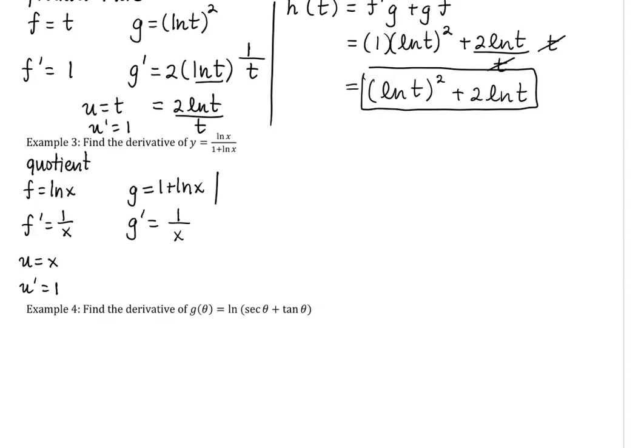So now let's apply the quotient rule to find y prime, which is f prime g minus g prime f all over g squared. So we're going to be plugging in now. F prime is 1 over x.